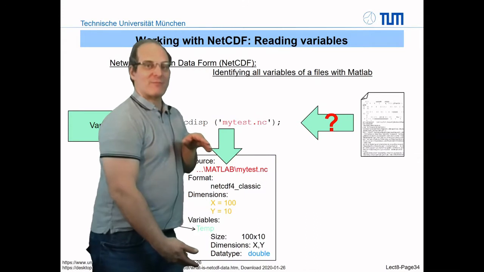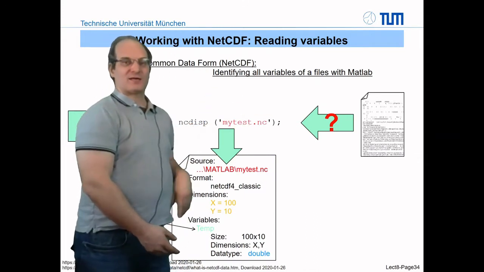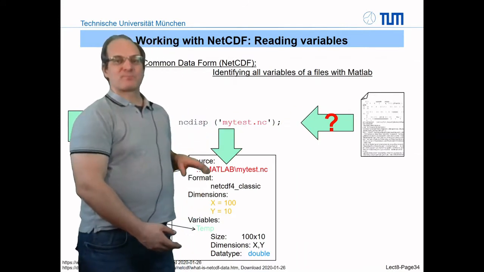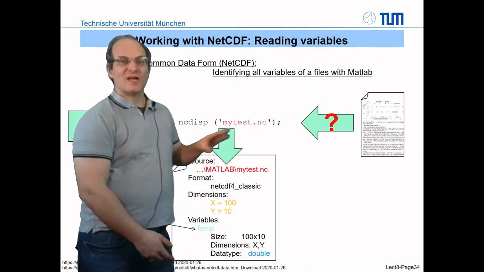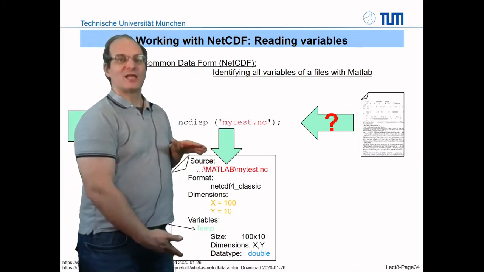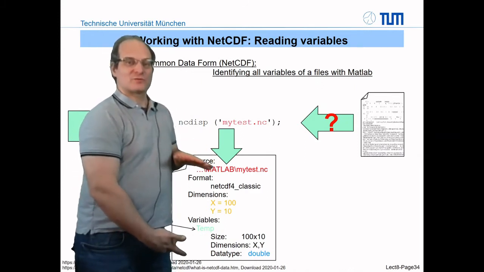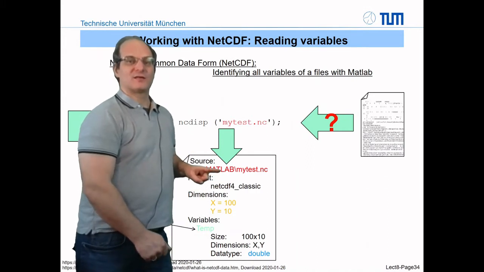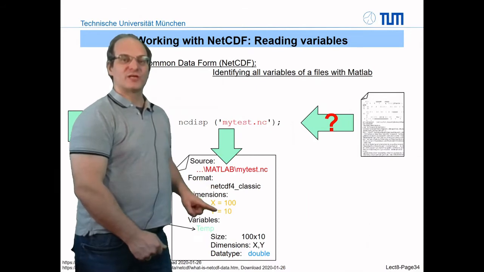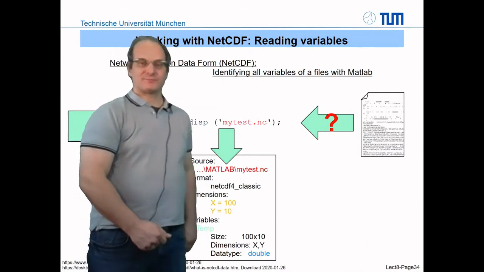You maybe remember I had it already on this slide, because I wanted to show you if you write something that it looks like this in the file. So this is the information you get back. You get back the name of the source, the format, version, the dimensions, and the variables.